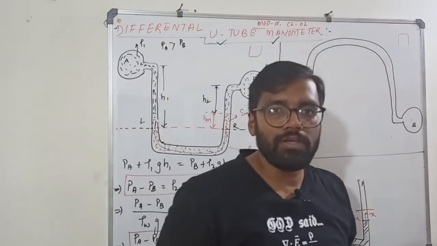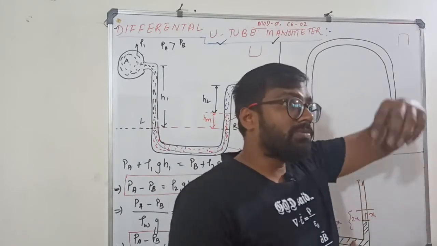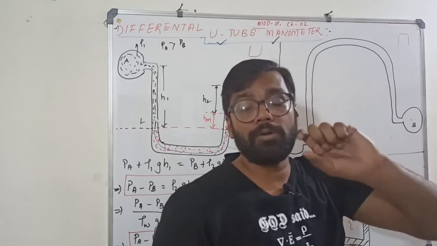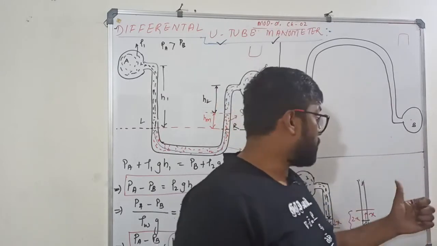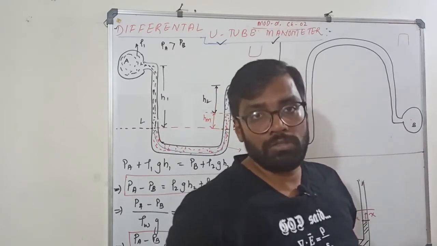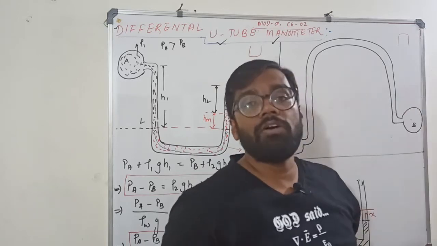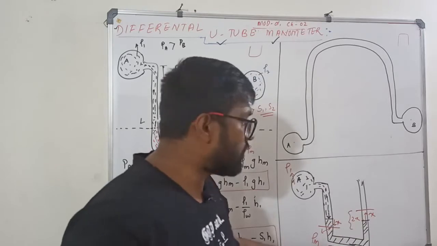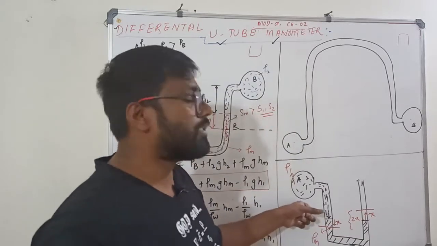bigger manometric tube. See, if your length to diameter you are not maintaining properly, there is a problem of capillarity associated with the manometer. You have to avoid that also, otherwise you will have a faulty reading, an error reading. Understood? That's why the density of the manometric fluid should be more than the density of the liquid here.